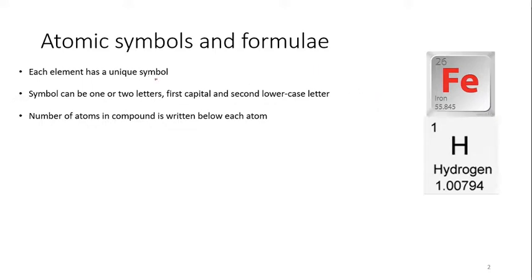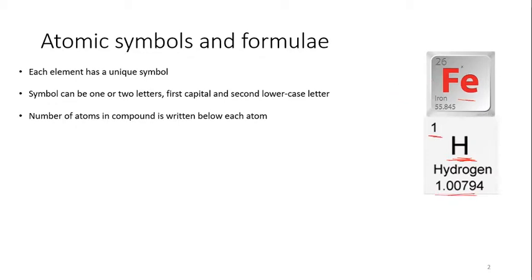Atomic symbols and formula. All elements are arranged in the periodic table with a unique symbol for each one of them. Usually it is formed of one letter or two letters. If it is formed of one letter, it is written in a capital letter and indicates the name of the element, which is something like hydrogen.